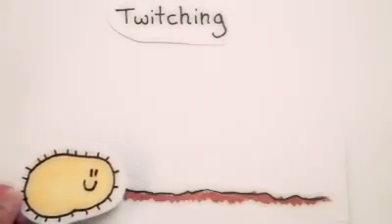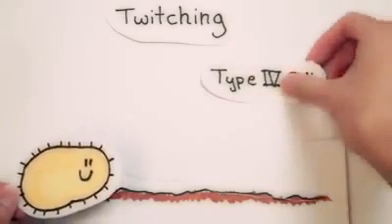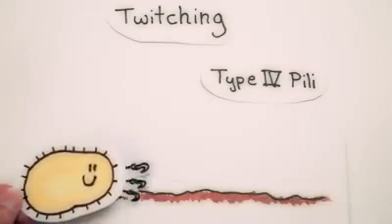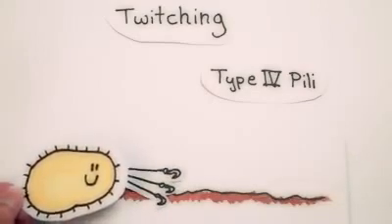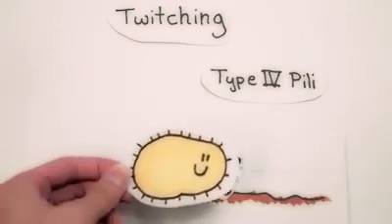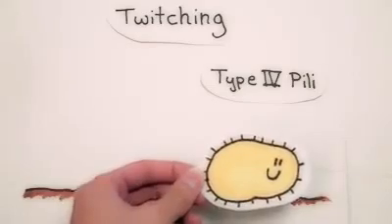One type of twitching motility involves the extrusion and retraction of type 4 pili. Bacteria send out their pili, which hooks the surface on which they are moving. They then retract their pili in, propelling themselves forward. This is only one of many proposed mechanisms which account for twitching motility.